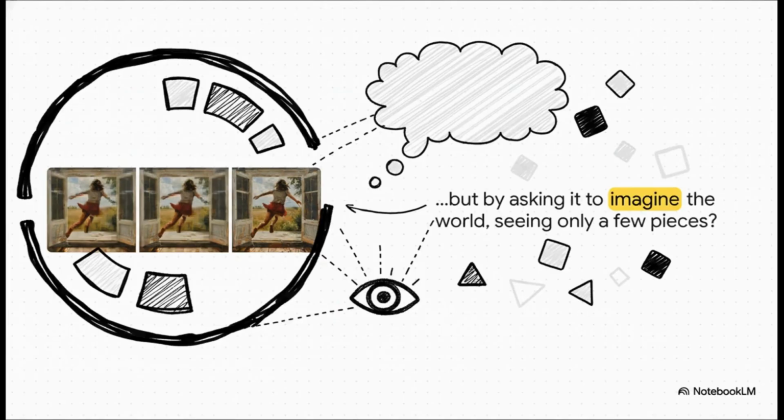What if the best way to teach an AI to see isn't to show it everything, but to hide most of the world from it? What if you challenge it to fill in all the blanks, to predict what it can't see based on just the few little clues you give it? This right here, this is the core idea we're going to unpack today.